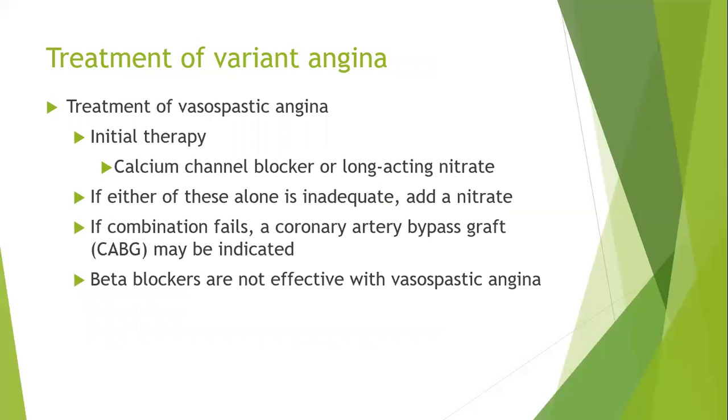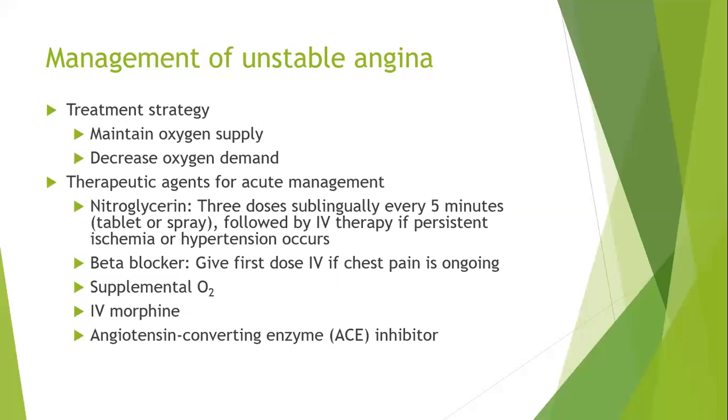So there are 3 prongs of treatment for unstable angina. I'm going to back up here. Unstable angina. And that includes anti-ischemic therapy, such as nitroglycerin, oxygen, morphine, and an ACE inhibitor. Antiplatelet therapy, which includes aspirin and clopidogrel. And anticoagulant therapy, which includes heparin.